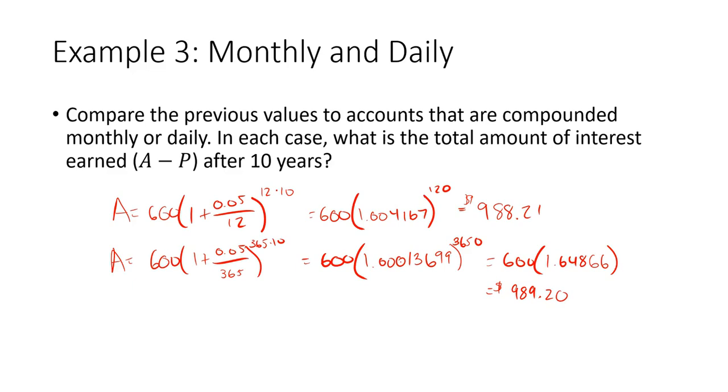The total amount of interest earned, A minus P, for monthly, 988 minus 600 is going to give you 288.21. For daily, 289.20.